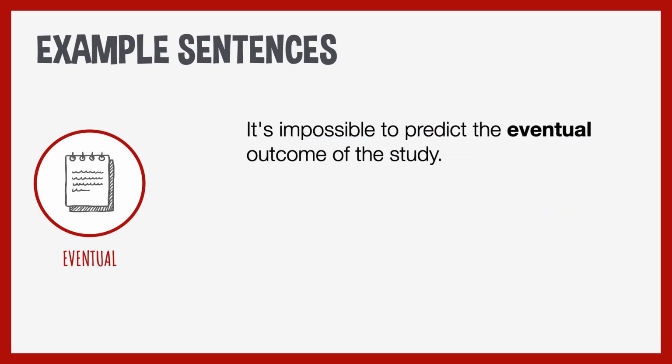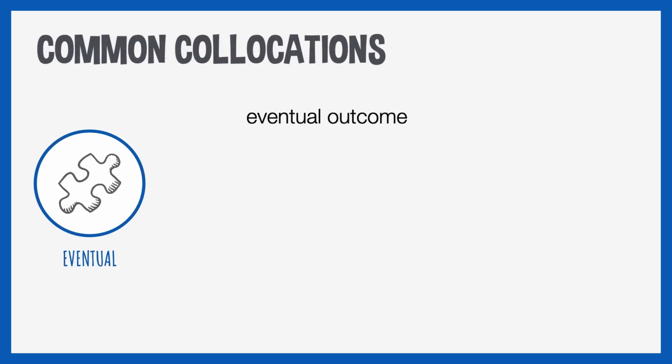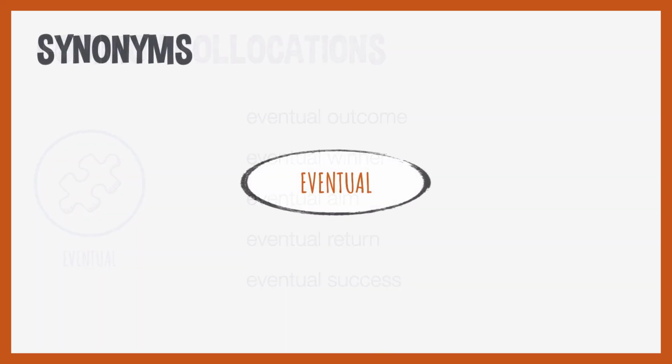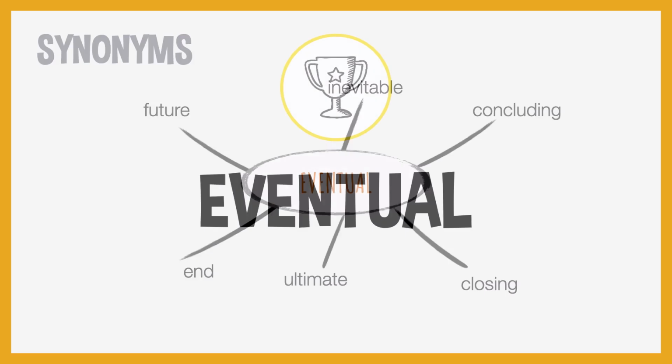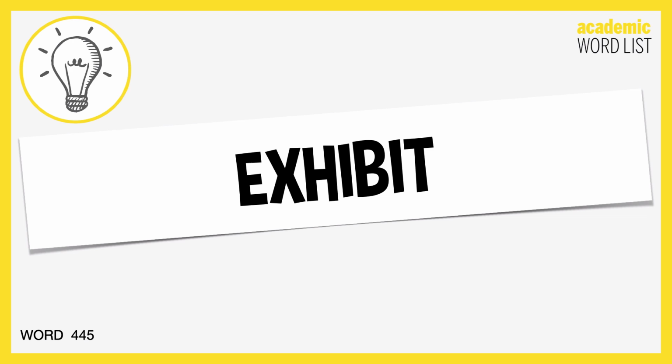It's impossible to predict the eventual outcome of the study. The country had to prepare itself for the eventuality of the death of its long-time leader. Some common collocations: eventual outcome, eventual winner, eventual aim, eventual return, eventual success, and some synonyms: future, inevitable, concluding, closing, ultimate, end. Eventual. And the last word in this set is exhibit.